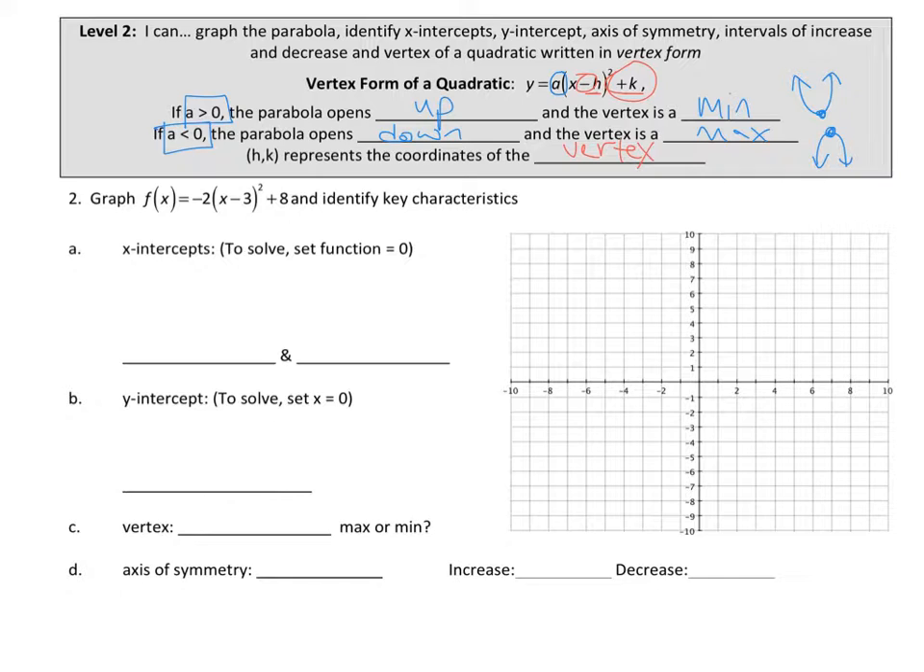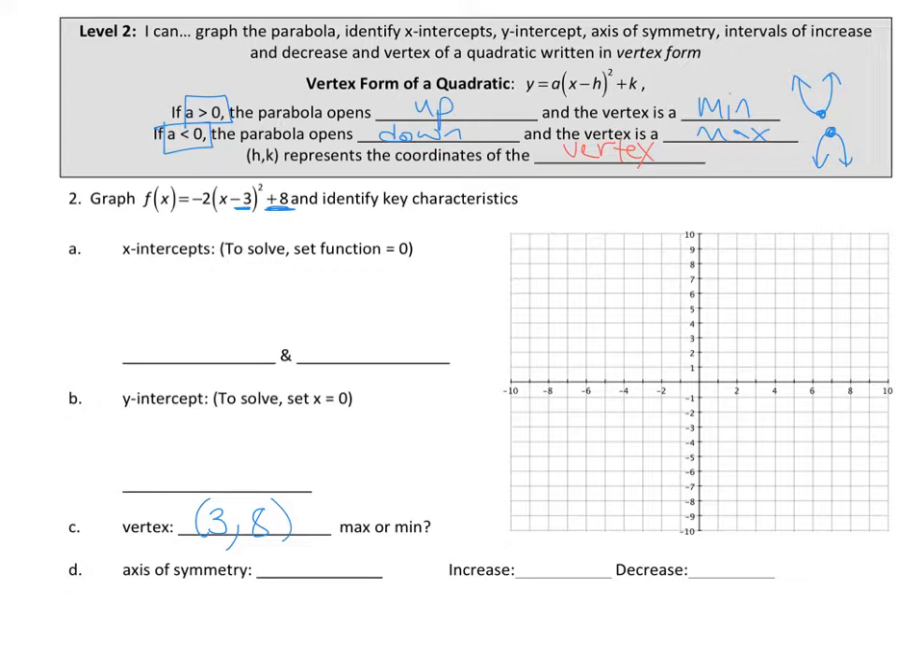So looking at this first example, I'm going to go ahead and do the vertex first. The vertex of this quadratic formula in vertex form, we look at the two numbers inside the parentheses and at the end. That first number, since it's a -3, I change it to its opposite, and the x-coordinate of the vertex is going to be +3. And then the y-coordinate of the vertex is +8. So I had to take the opposite of the number inside parentheses by the x, but I did not take the opposite of the outer number. And that gives me the coordinates of the vertex.